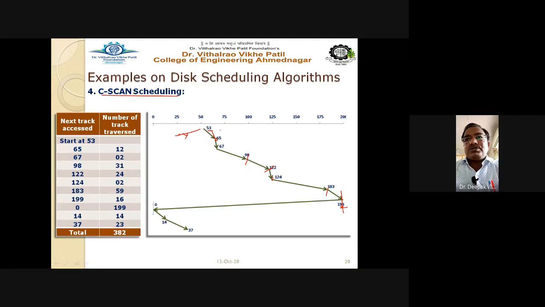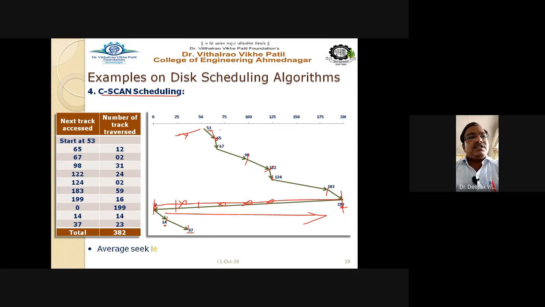So at the end of the disk, it will immediately reverse the direction. But while reversing the direction, whatever requests it comes across, it will not serve. This is the empty path, or the empty channel here. And then from 0, it will start moving in this direction. The requests are 14 and 37. They come across this particular path, and they will be serviced.